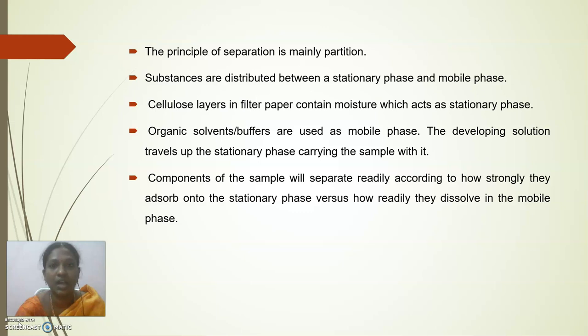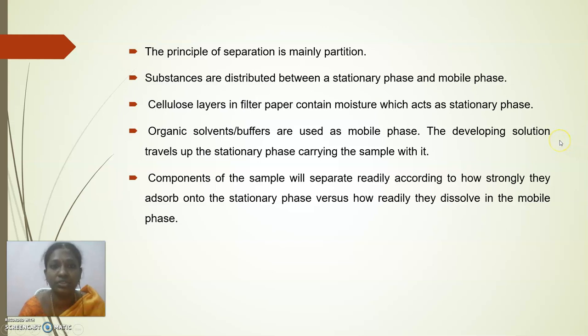Substances are distributed between the stationary and the mobile phase. Cellulose layers in the filter paper contain moisture, which acts as the stationary phase. The filter paper can absorb the solvent, so that acts as the stationary phase. Solvents, organic solvents and buffers can be used as the mobile phase.